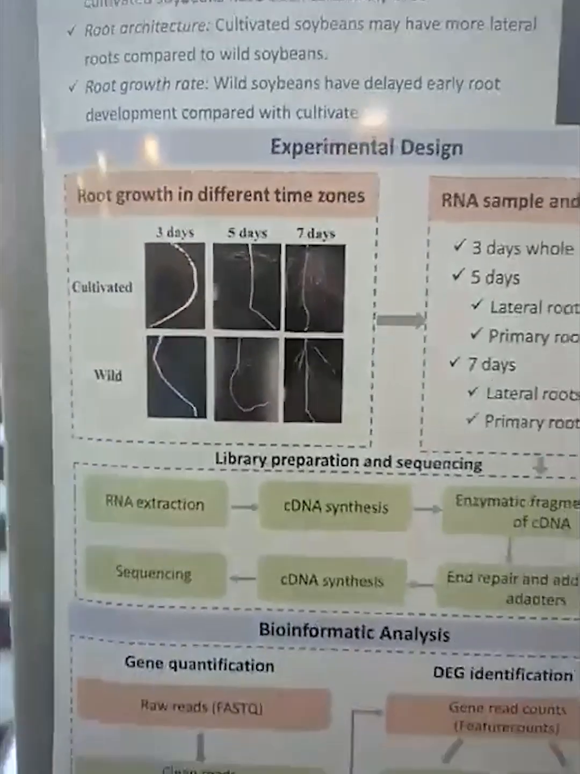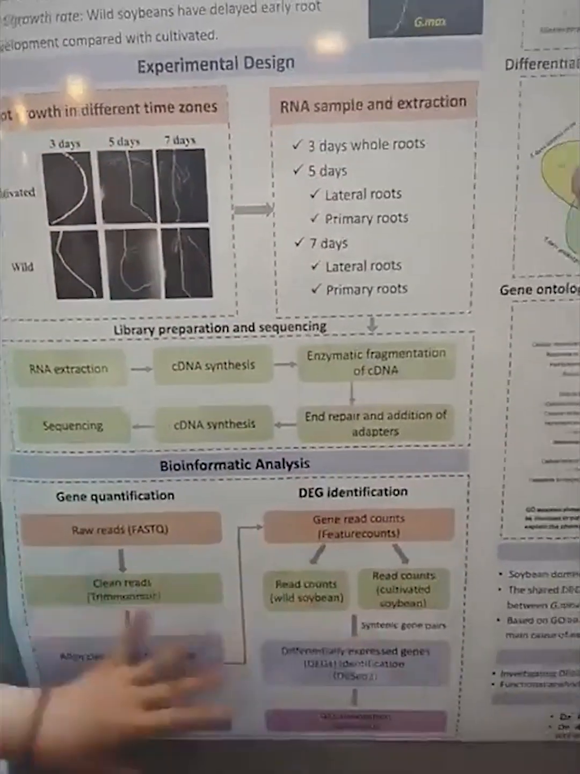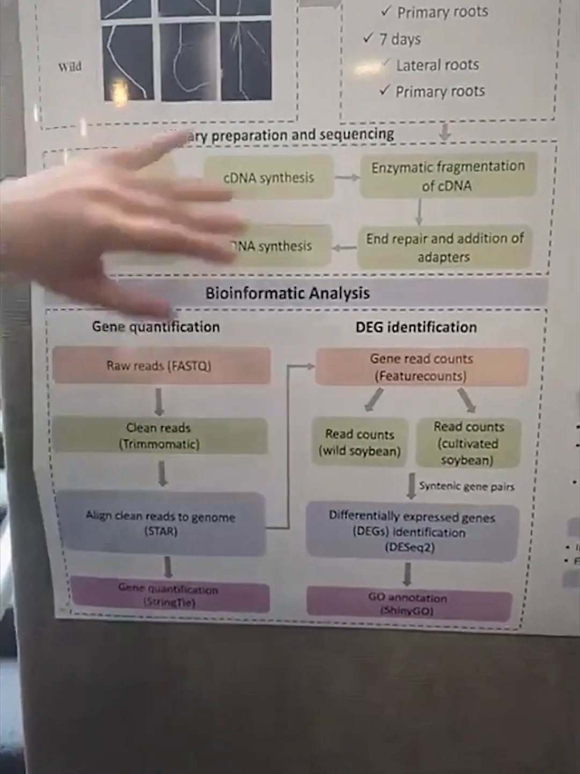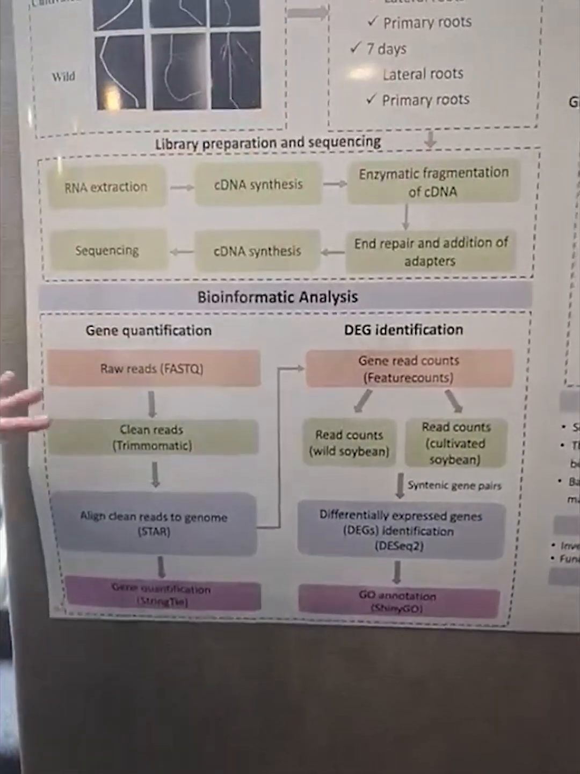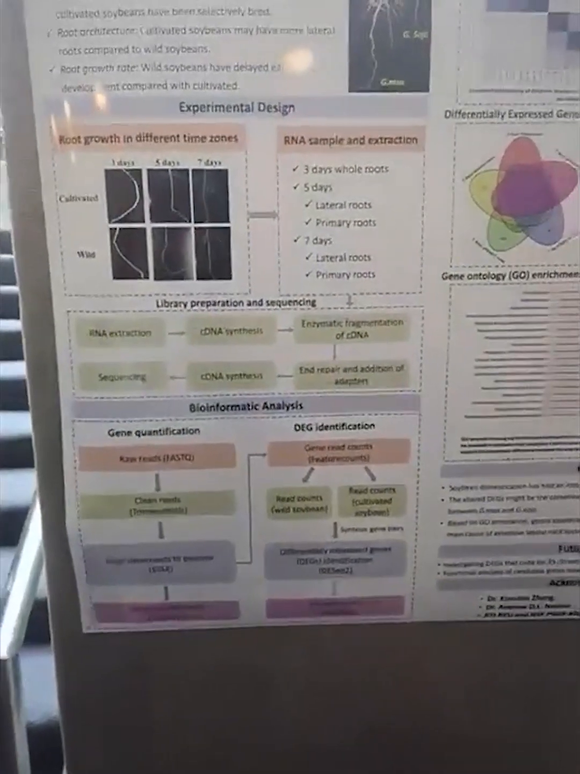And for the experiment, this part was done by our collaborators in Pakistan, while this part was done by me this summer. So basically, they collected the samples at these time points in tissues, and then they sequenced them using Illumina sequencing. And I got the raw data in June.